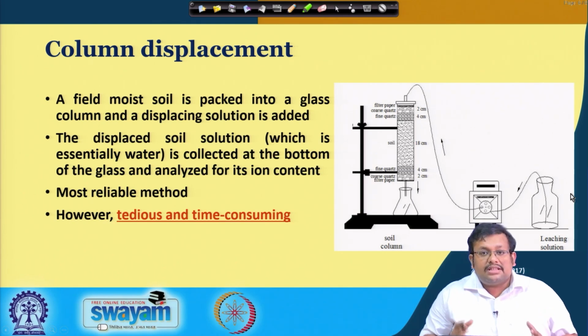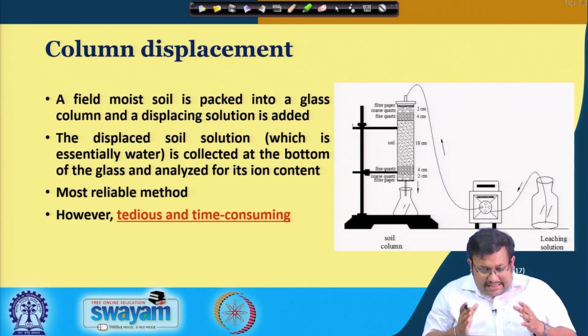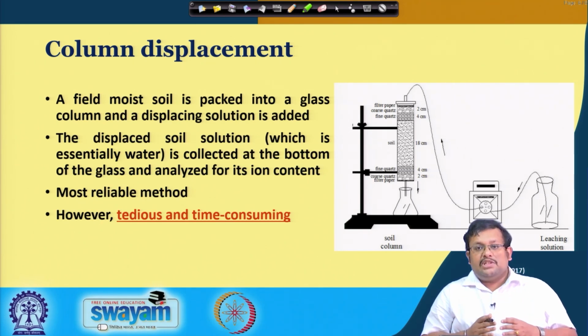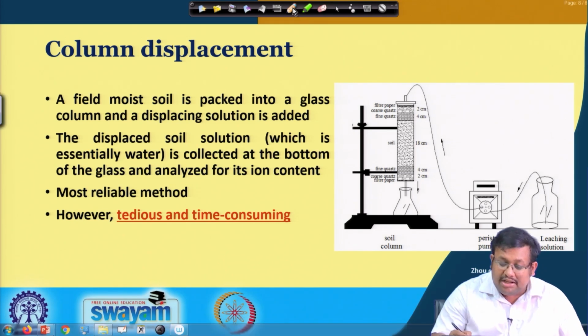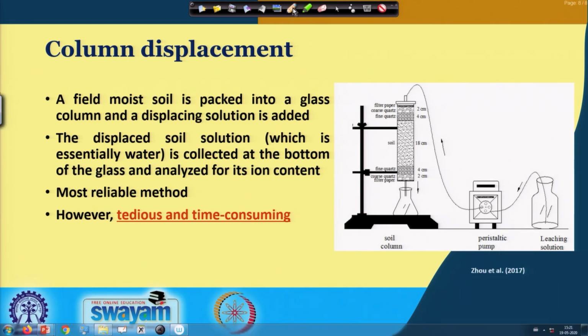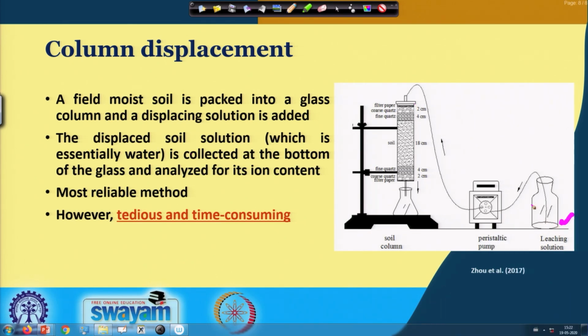So, let us first concentrate on the displacement process. As soil scientists, we generally use column displacement to measure the concentration of ions or intensity factor. For example, a field moist soil, as you can see in this picture, is packed into the glass column and displacing solution is added. You can see it is a leaching solution or displacing solution.